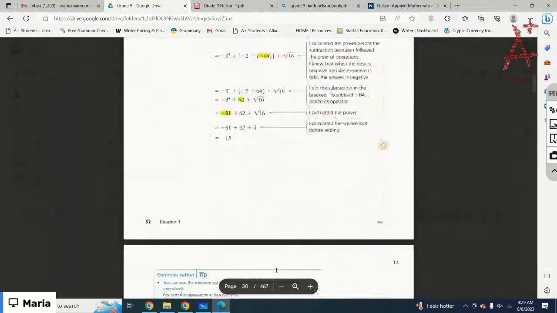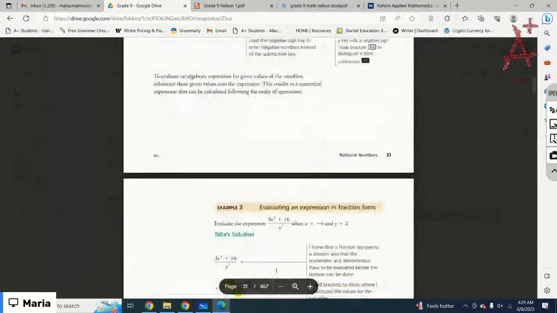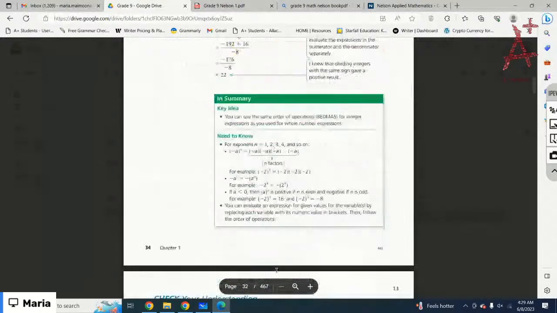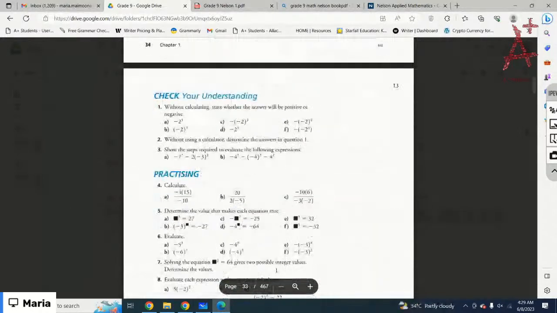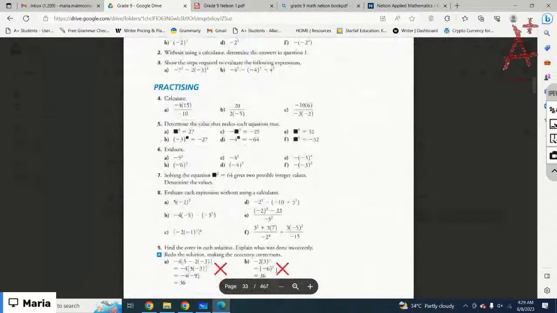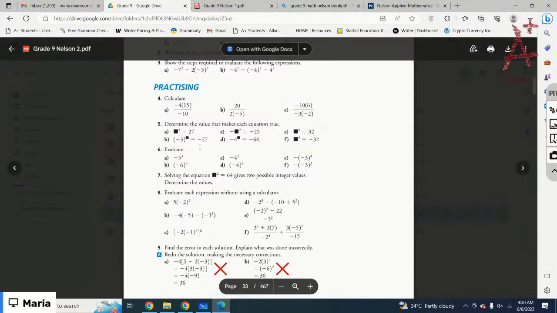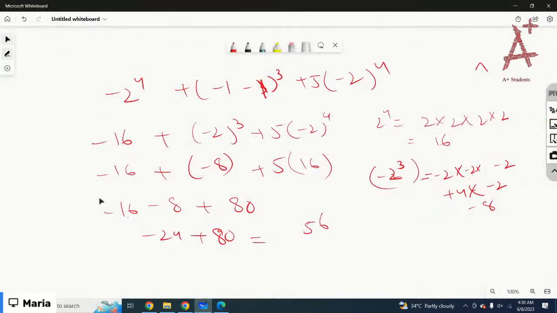Okay, let's start with the practice questions. Let's start with question number 4. You have to calculate negative 4 times 15 over negative 10.